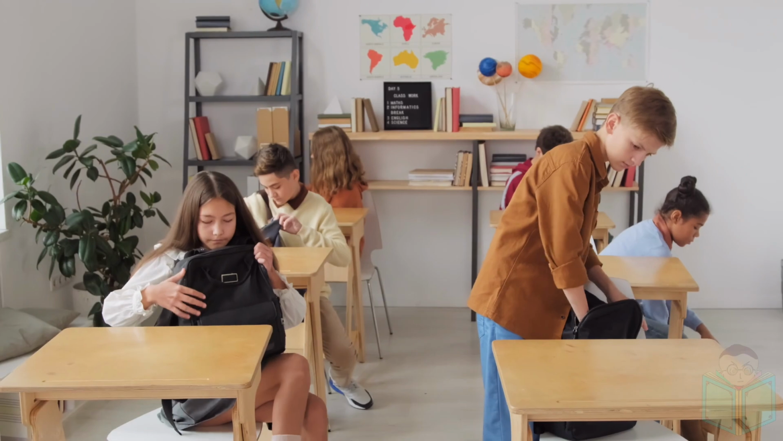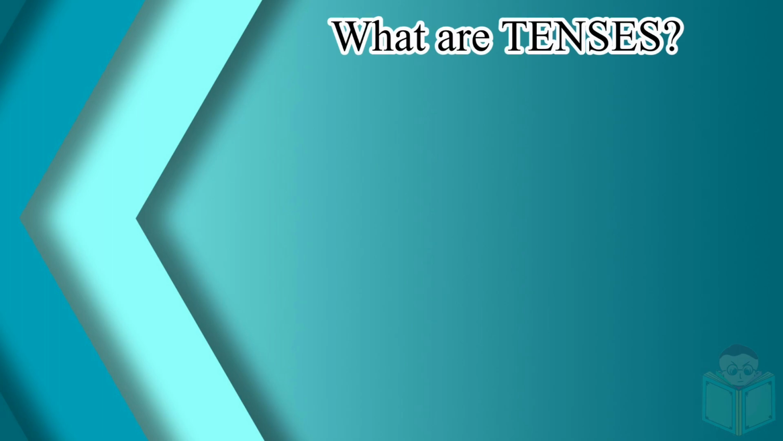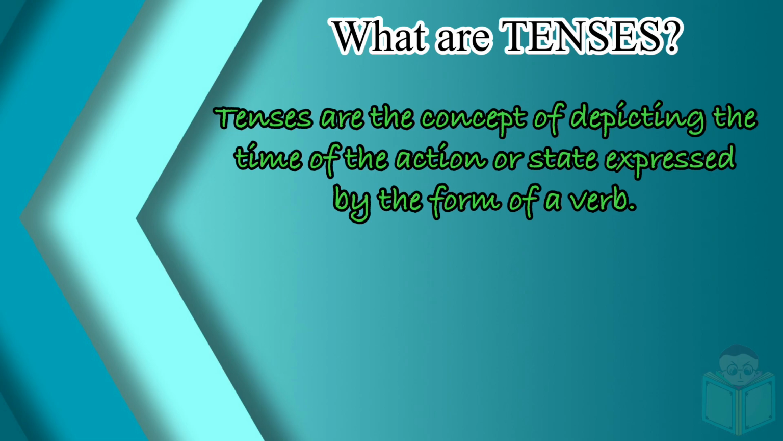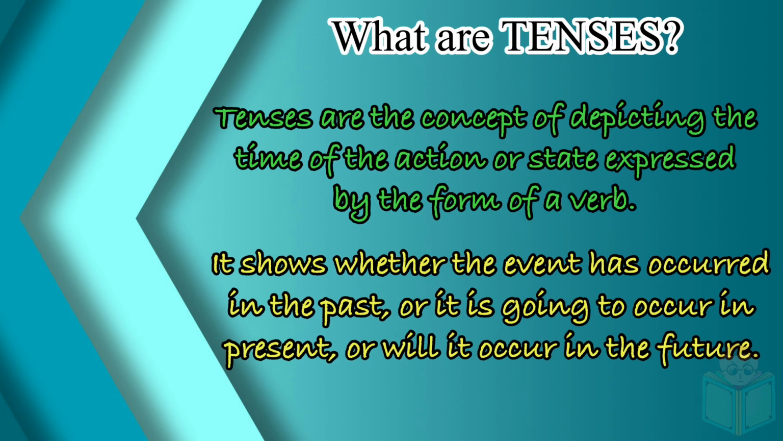So without any further delay, let's start the video. First of all, what are tenses actually? In English grammar, tenses are the concept of depicting the time of the action or state expressed by the form of a verb. In other words, it shows whether the event has occurred in the past, or it is going to occur in present, or will it occur in the future.